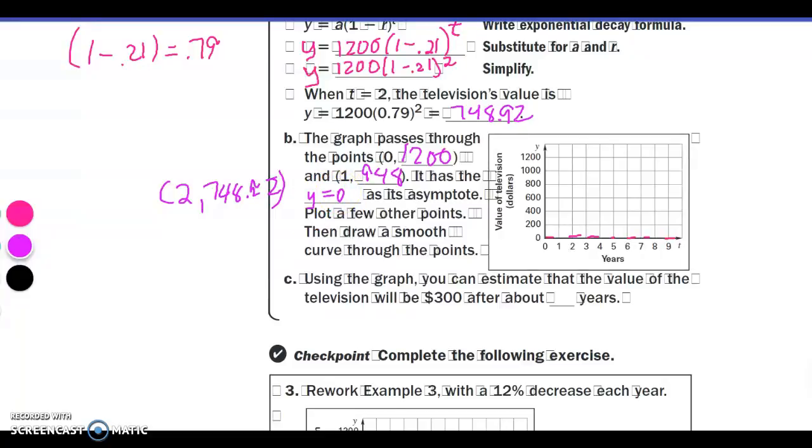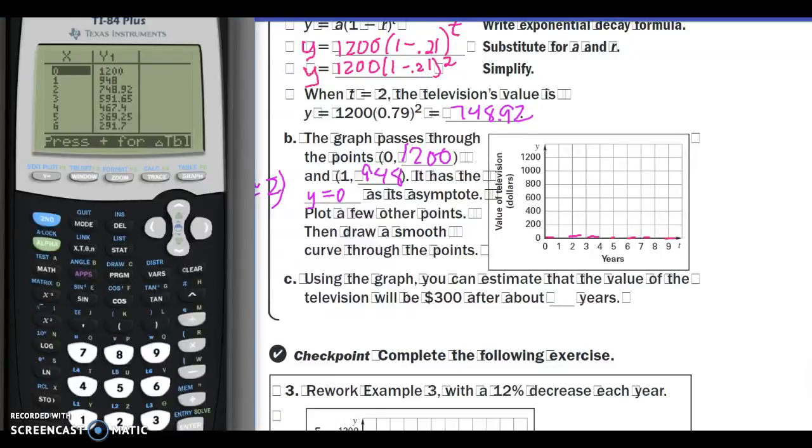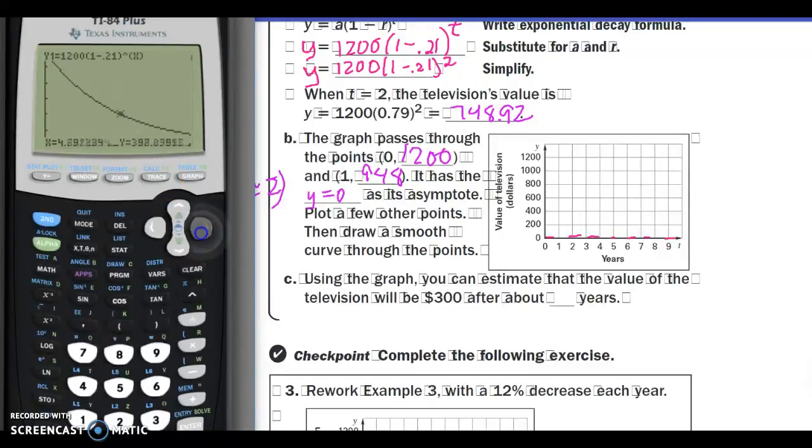So now comes the more interesting part of this. Using the graph, you can estimate the value of the television. When will the value of the television be $300? Well, let's do it with the graph, like I said. So I'm going to trace the graph on the graphing calculator to where the y value is about 300.